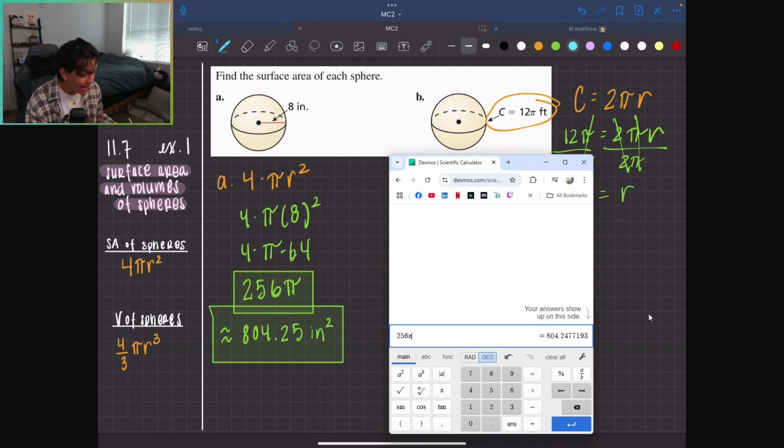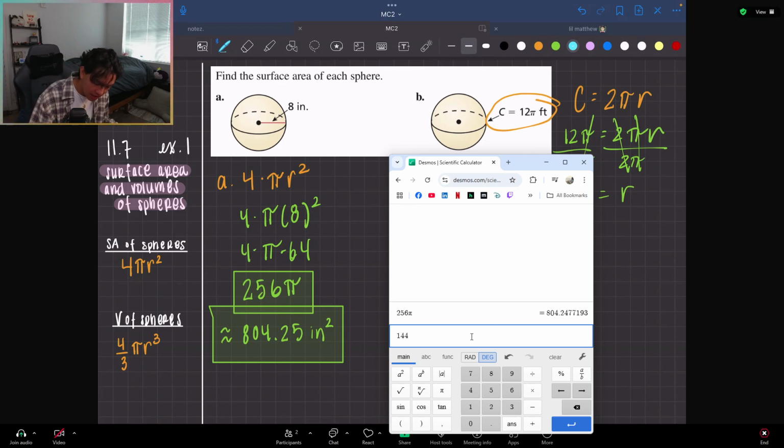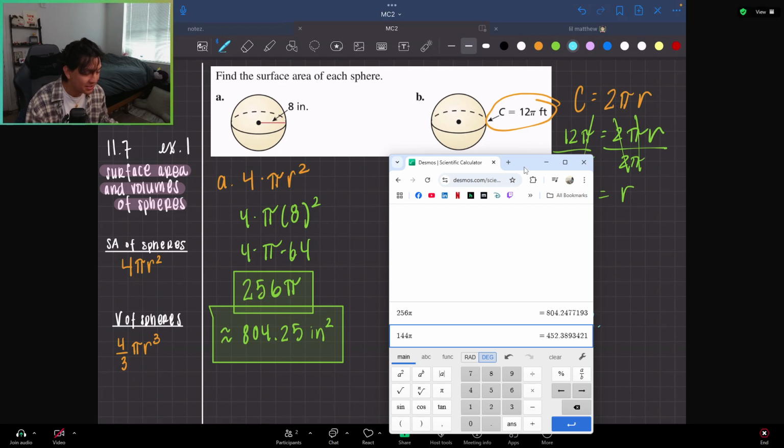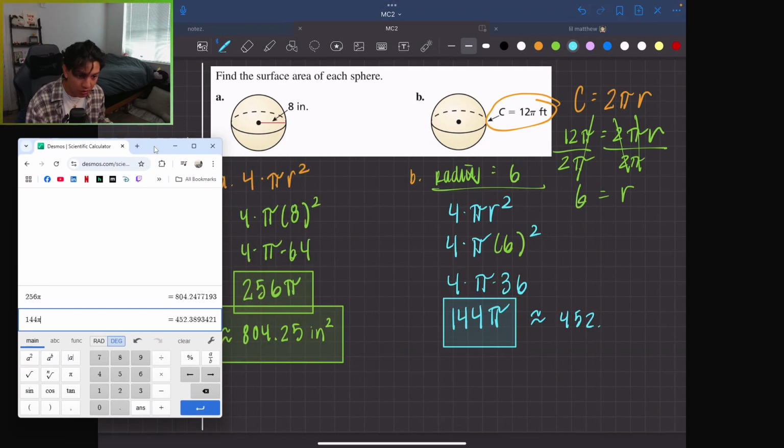And then 4 times pi times 36, well, double of 36 is 72, and then double of 72 is 144. So we have here 144 pi in terms of pi for the surface area of this sphere. Or if we wanted to multiply this out, it's going to approximate to 452.39 feet squared here. And that's how we can find the surface area of spheres. Okay, that's it, bye.